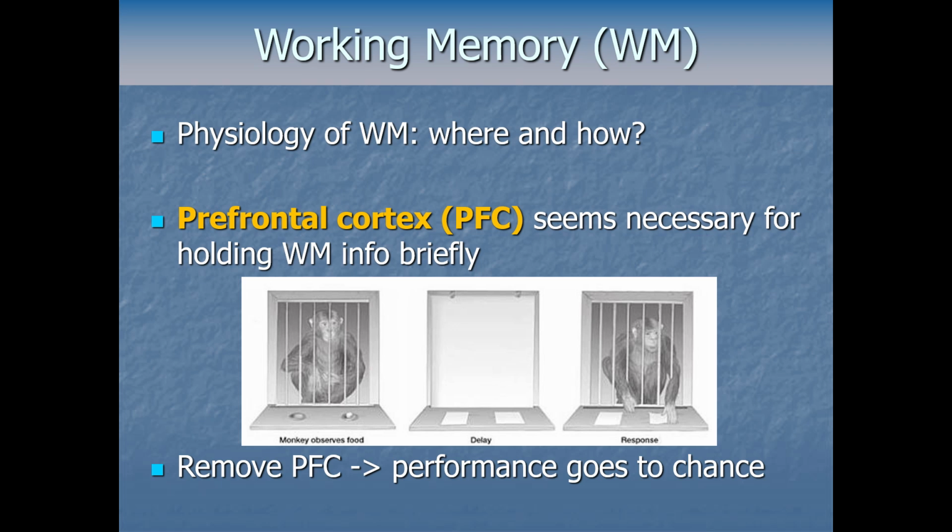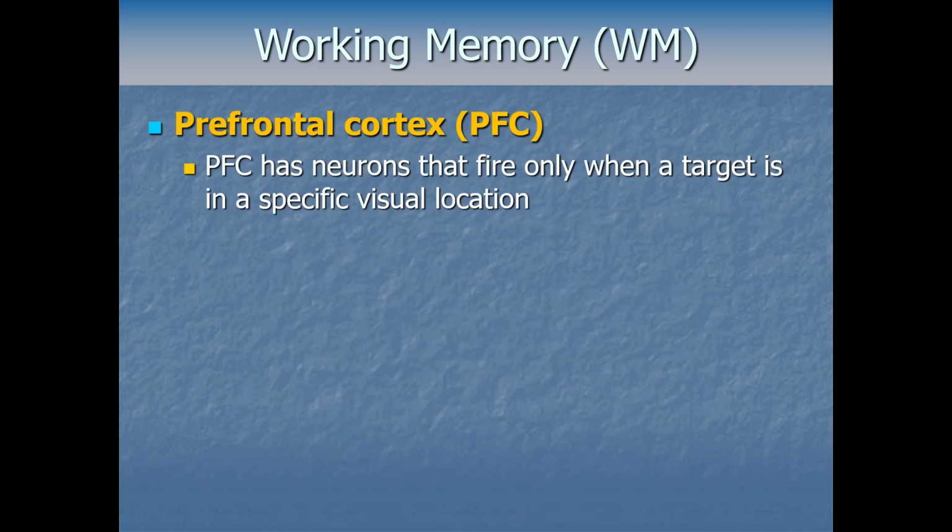Whether it's visual or auditory or whatever, if it's a working memory task, the prefrontal cortex is pretty much always being activated. And in fact, we've just discovered some of the low-level neural mechanisms by which something like visual spatial working memory does what it does. For example, we found individual neurons in the prefrontal cortex that fire only when a target is in a specific visual location.